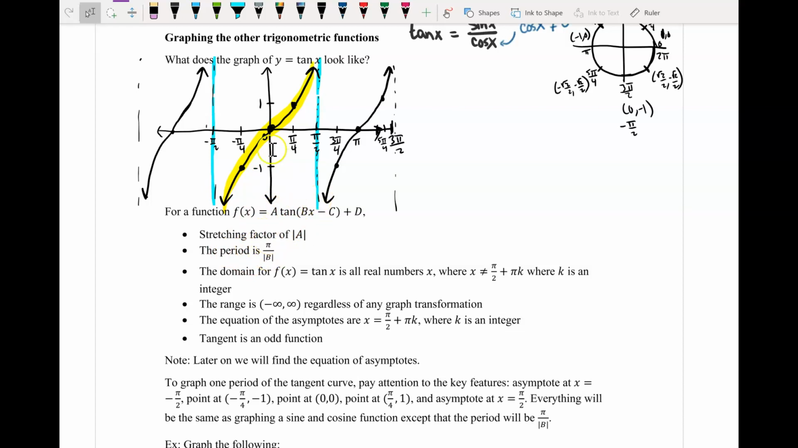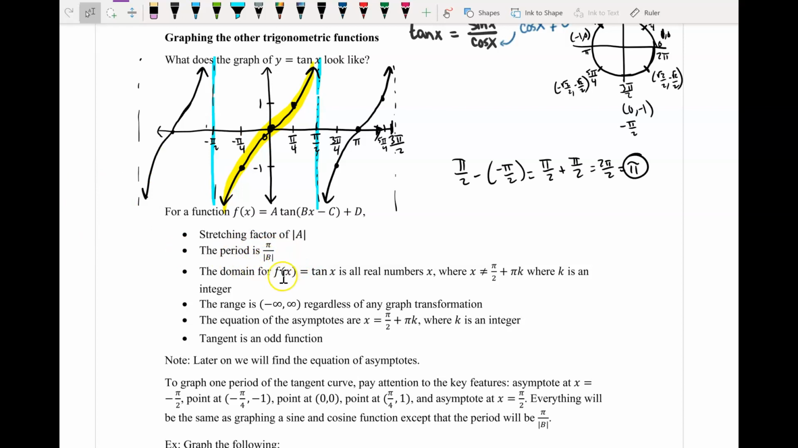Why is it pi? Well, notice how many times it repeats. Notice that one whole period is between negative pi over 2 and pi over 2. So how far is pi over 2 from negative pi over 2? Well, this is just pi over 2 plus pi over 2, which is 2 pi over 2, which is pi. So it actually completes one full cycle every pi units. That's why our period is going to be pi over b.